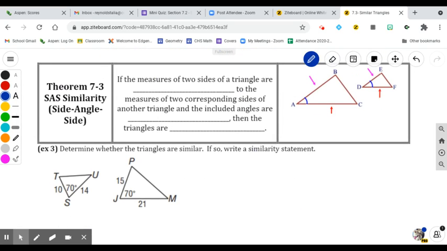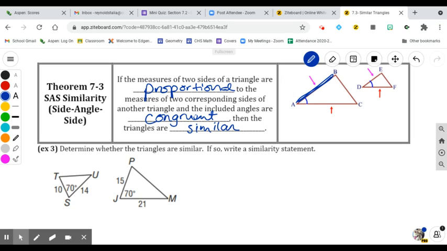The last theorem is called side, angle, side. And it says if the measures of two sides of a triangle are proportional to the measures of two corresponding sides of another triangle, and the included angles are congruent, then the triangles are similar. So we have to remember what we mean by included angles.